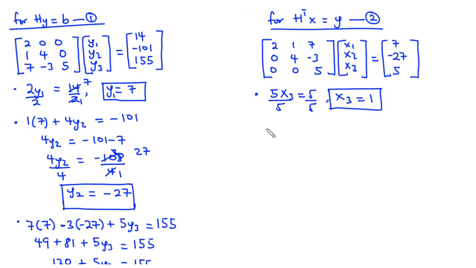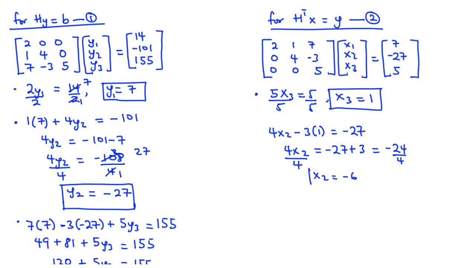Then row 2, we are going to have 4x2 minus 3 times x3, which is 1, equals negative 27. We have 4x2 equals negative 27 plus 3, which is equal to negative 24. So we divide through by 4. We have x2 equal to negative 6. This is the value of x2.